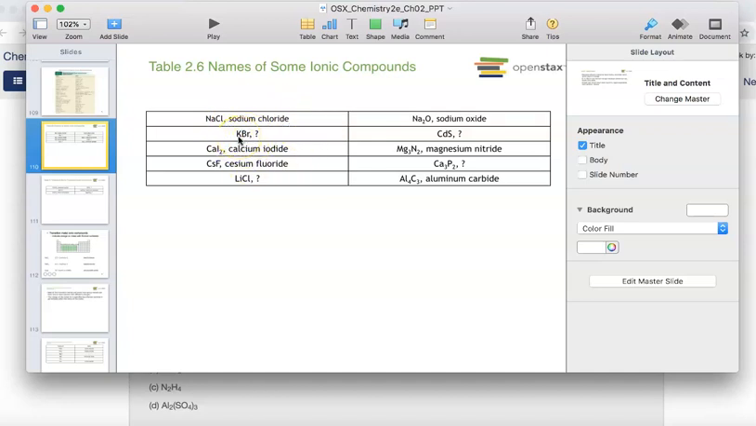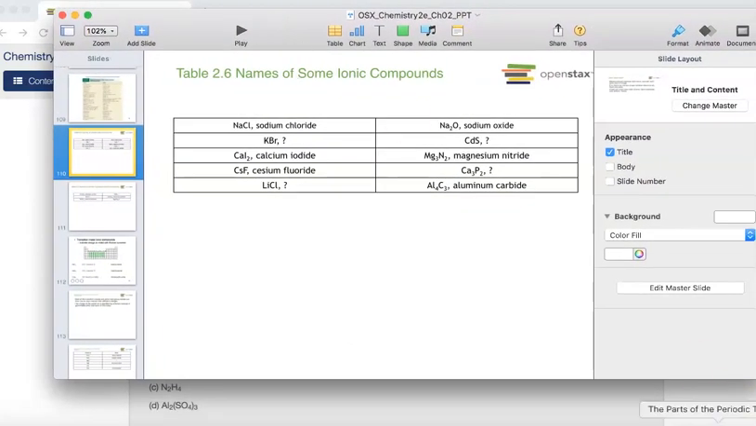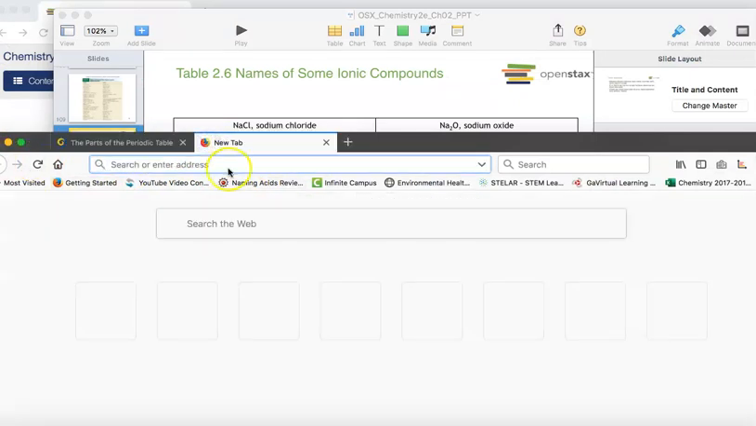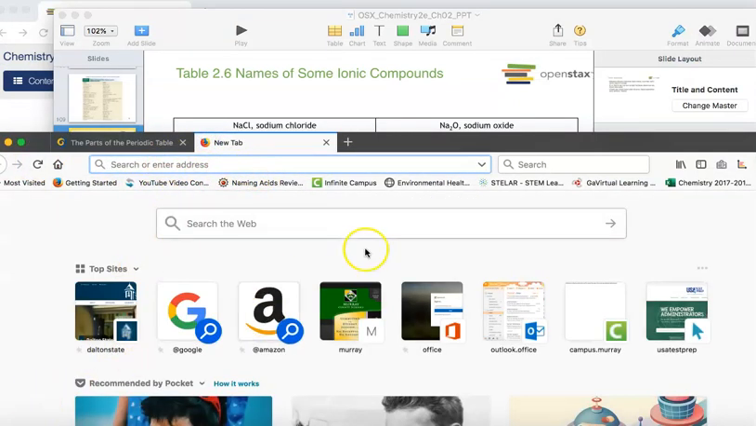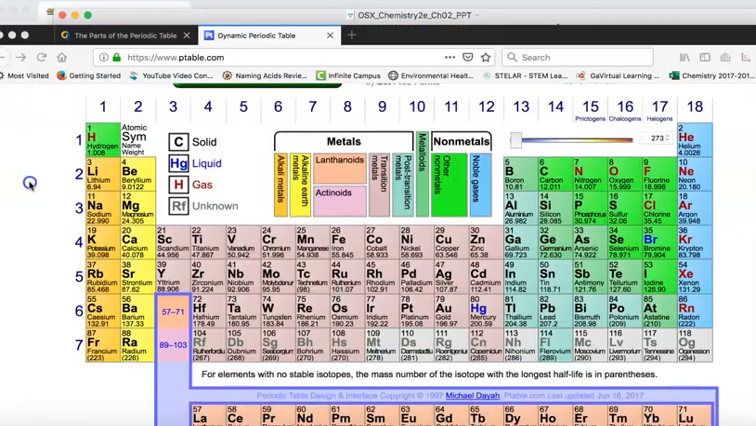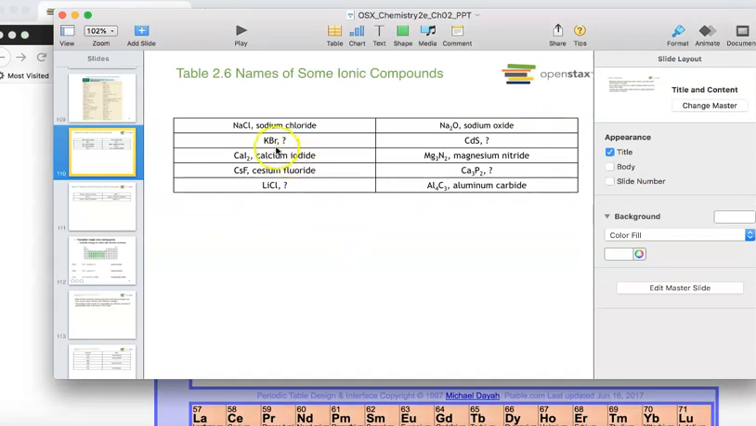KBr, so K is potassium. All right, so I know I'm going a little fast. So let me get the periodic table out here so you guys can follow along, and we'll go through this in the process. Okay, KBr. So let's go to the periodic table here. K is the cation. K stands for potassium, so it would be potassium. And then Br is bromine. I'm going to change the ending bromine to bromide. So KBr would be potassium bromide.